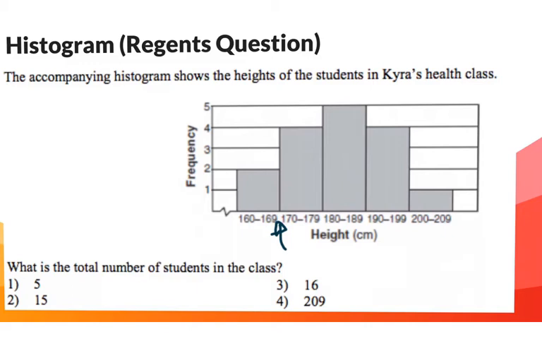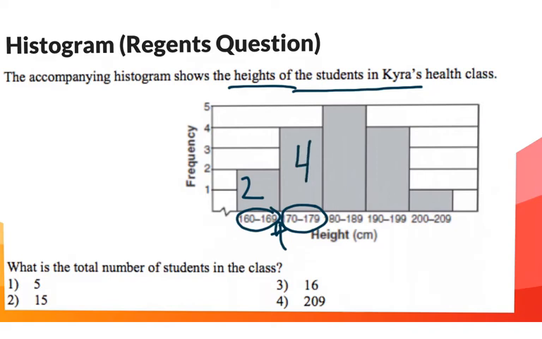So a histogram is similar to a dot plot in the fact that the more of that number there is, the taller it gets. Between 160 and 169, there are 2. So 2 students in Kyra's health class are 160 to 169 centimeters tall. Then 170 to 179 goes up to 4, so there are 4 students. Each of these numbers represents the height of students in Kyra's health class.